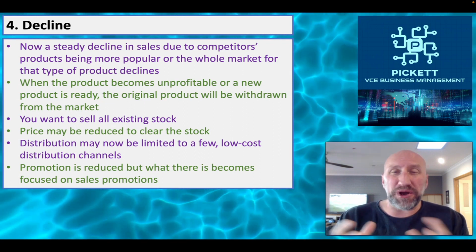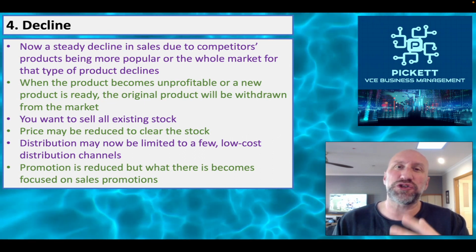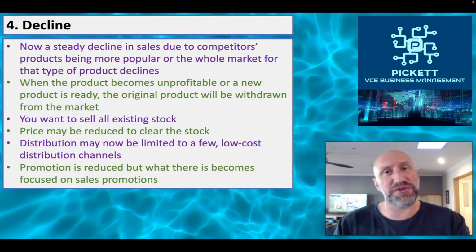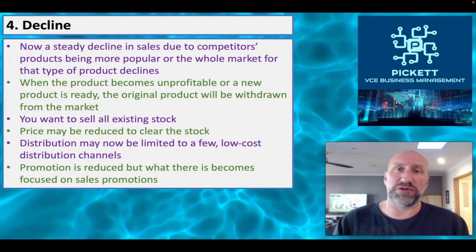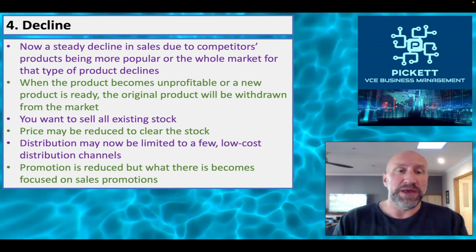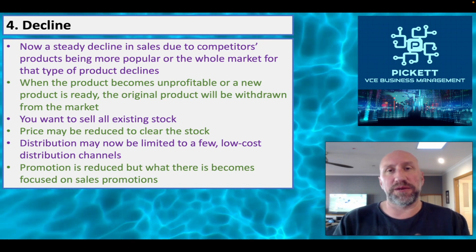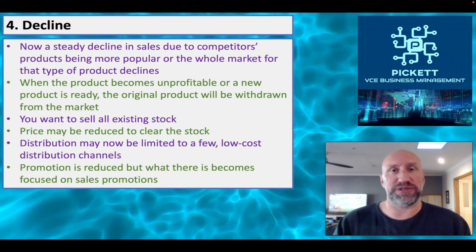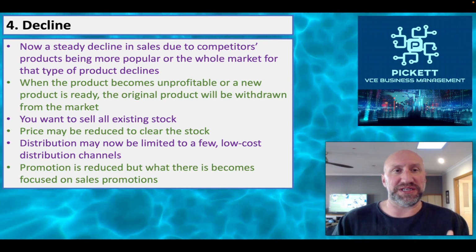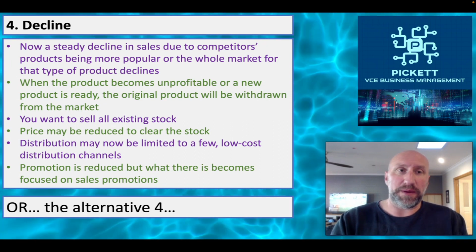Distribution might be limited again now to a few low-cost distribution channels. You don't want to be putting too much investment into this product because it's on the decline. So you're kind of trying to save costs, and you might do that through reducing your distribution channels. And promotion is probably going to be reduced, but what there is probably going to be focused on these sales promotions, okay, like linking into getting rid of this existing stock. Okie doke. So that's your decline.